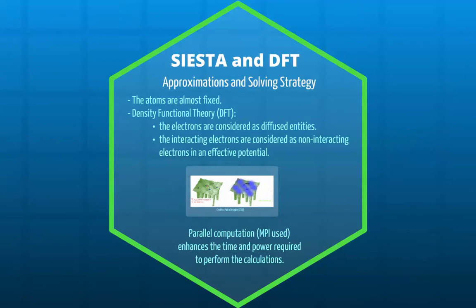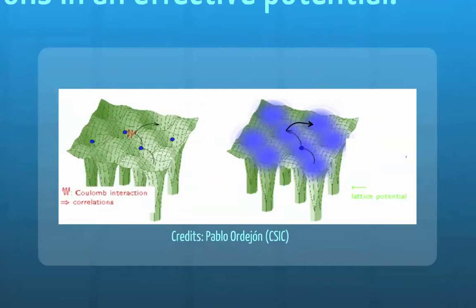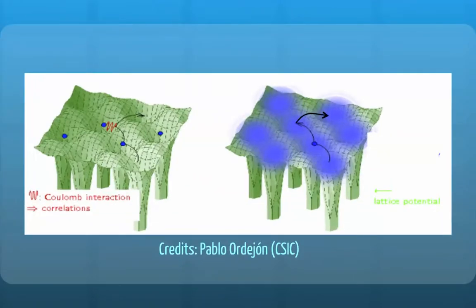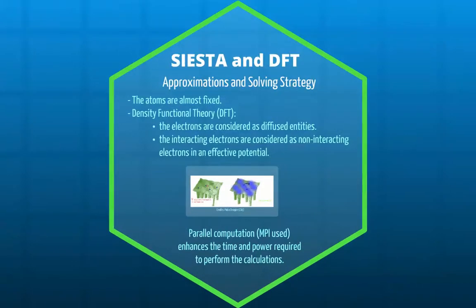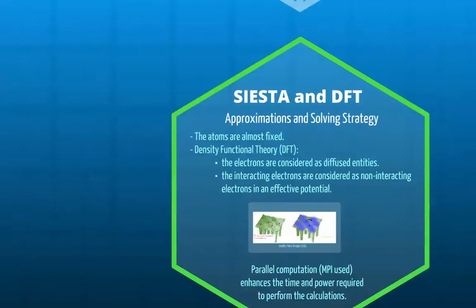The atoms are almost fixed here, and we use the density functional theory, which states that the electrons are considered as diffused entities, and then the interacting electrons are considered as non-interacting electrons in an effective potential. So we pass from this situation where we have infinite potential wells to this situation where we have non-interacting electrons moving in these potential wells. It seems a bit artificial, but it works pretty well. Then the parallel computation obviously enhances the time and power required to perform these calculations.